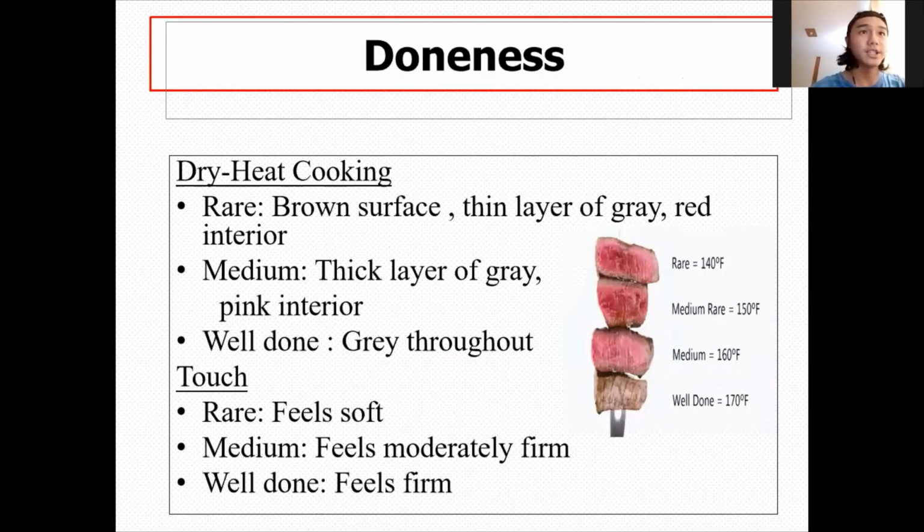For doneness in dry heat cooking, there is rare, medium, and well done. A rare meat has brown surfaces, thin layers of gray, and a red interior. Medium has a thick layer of gray and a pink interior. Well done is gray throughout. The touch of rare feels soft, medium feels moderately firm, and well done feels firm.